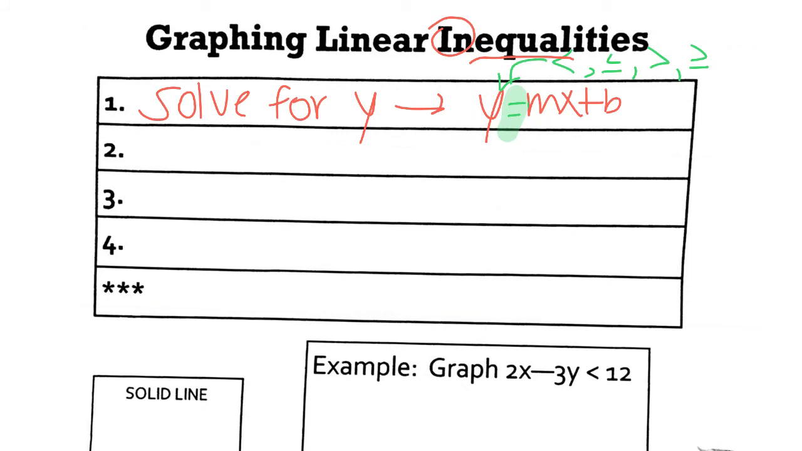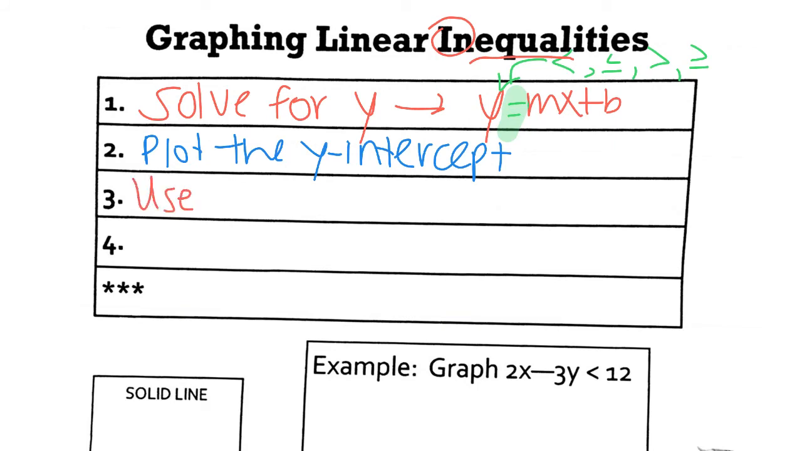The second step that we have is we are going to plot the y-intercept. So again, these steps should be familiar because this is how we start graphing a line in slope-intercept form as well. So the third step, like we did when we were graphing lines, is we are going to use the slope to plot additional points.